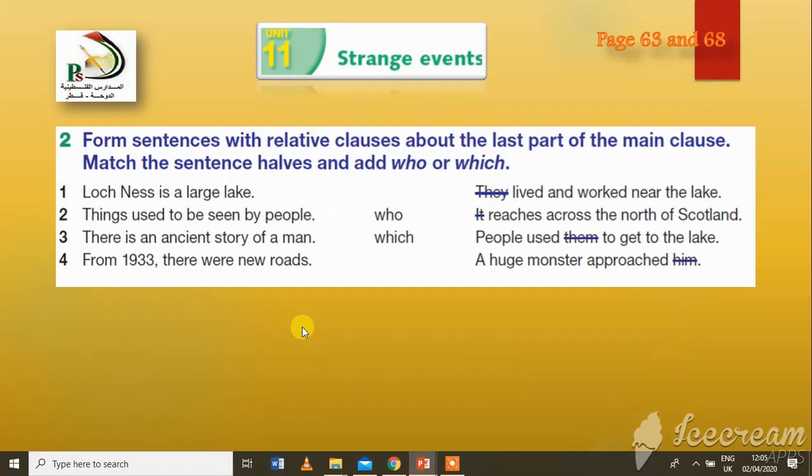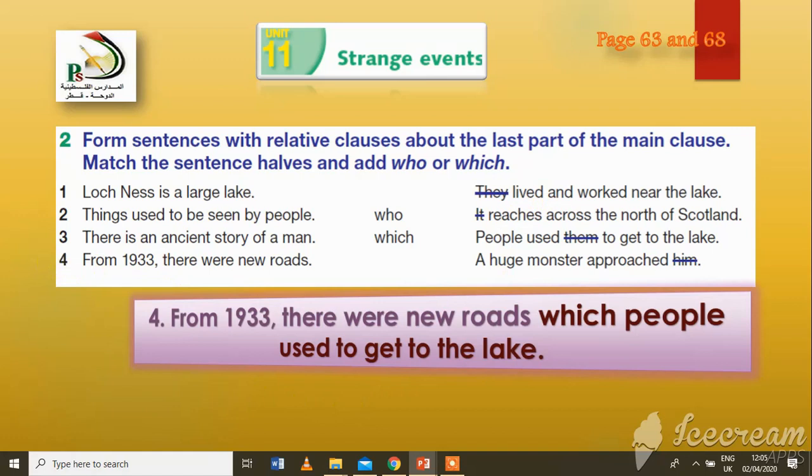Time to do our homework. This is the first homework on page number 63. Form sentences with relative clauses about the last part of the main clause. Match the sentence halves and add who or which. Here we have to add who and which. For your convenience, I did number 4.